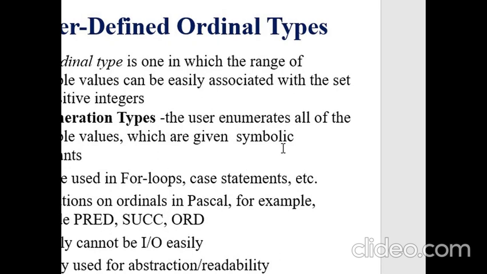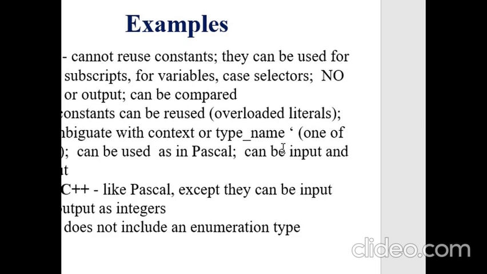The user-defined ordinal types. An ordinal type is one in which the range of values can be easily associated with a set of positive integers. The user enumerates all of the values, which are given symbolic constants, used in for loops, case statements, etc. Enumerated values cannot be input or output easily. Cannot reuse the constant. They can be used as subscripts for variables and case selectors. Now they can be combined, and the constant can be reused for enumeration literals.